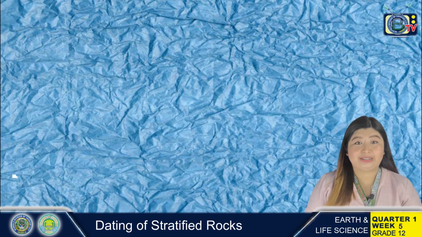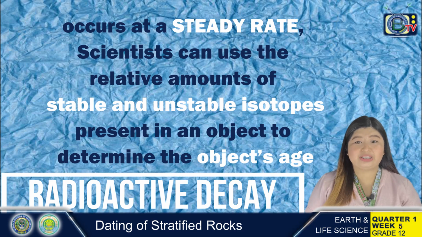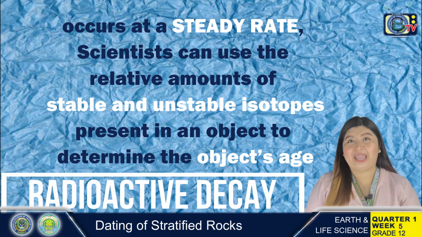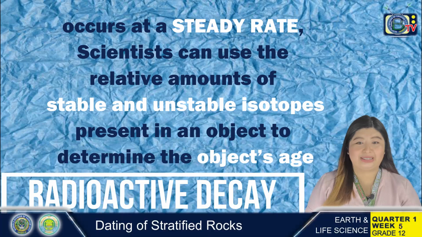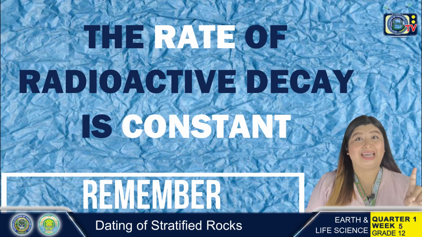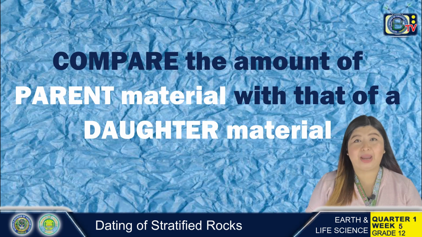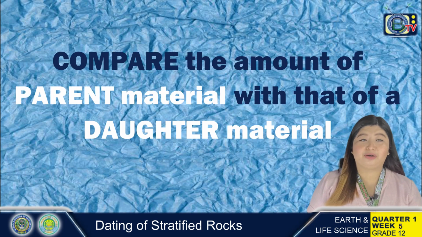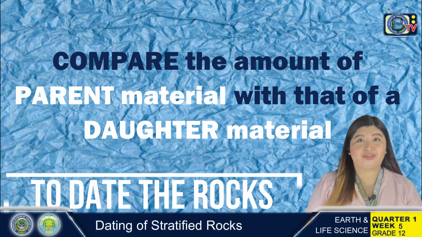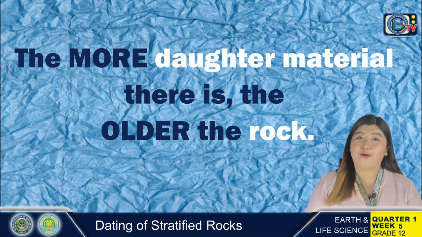Because radioactive decay occurs at a steady rate, scientists can use the relative amounts of stable and unstable isotopes present in an object to determine the object's age. Remember, the rate of radioactive decay is constant, so scientists can compare the amount of parent material with the amount of daughter material to date the rocks. The more daughter material there is, the older the rock.